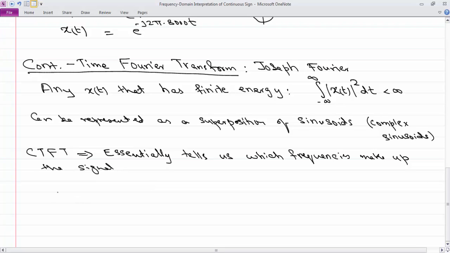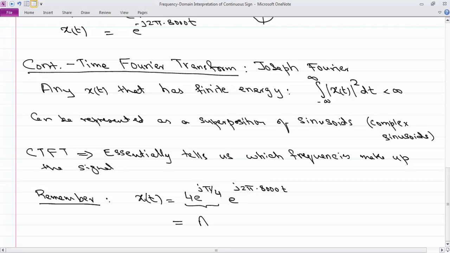So, to illustrate that point, for example, let's go back to the example of a signal which is just a pure sinusoid. So let's say I have x of t, which is 4 e to the j pi by 4 e to the j 2 pi 8000 t. I can write this as A e to the j phi e to the j 2 pi 8000 t.